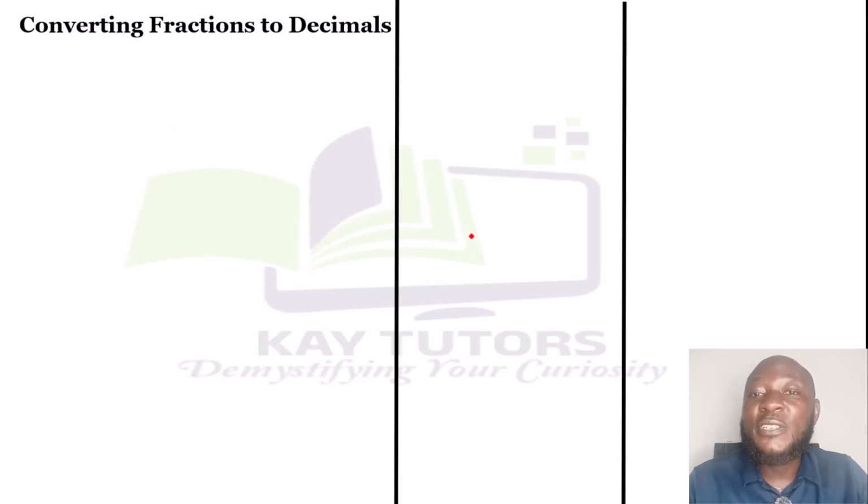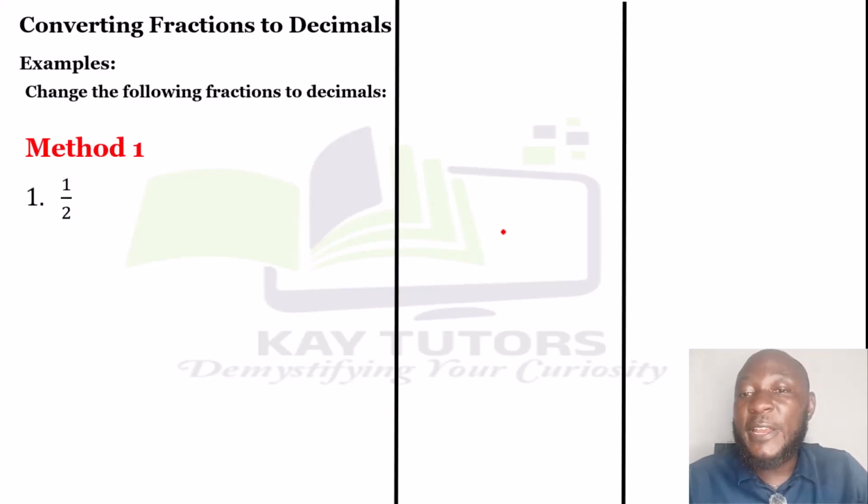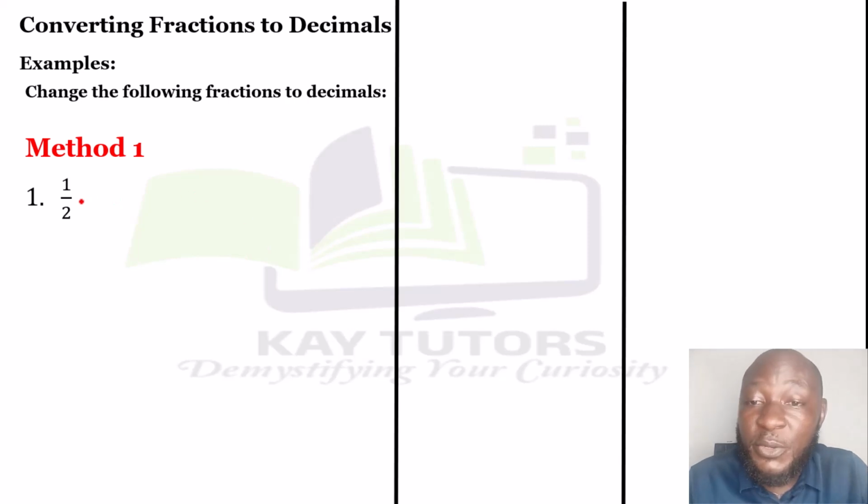Let's convert fractions to decimal. Earlier on, we converted decimals to fraction. Now let's convert fractions to decimals. There are 2 ways to solving this. The first method, this method is very simple, but is limited. You can only solve it for some fractions.